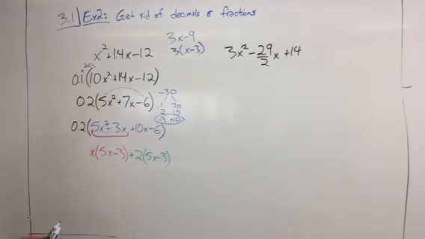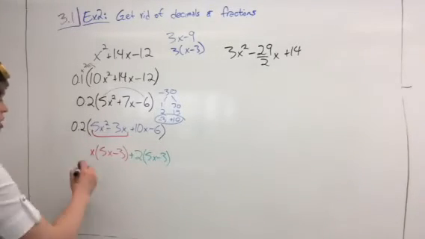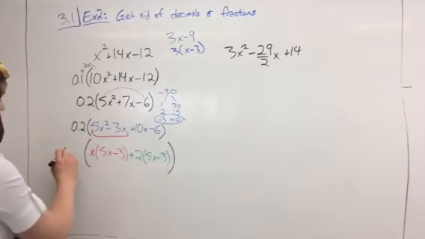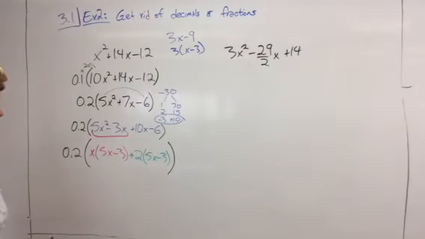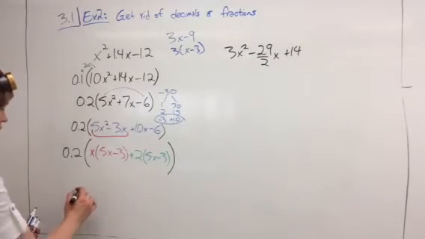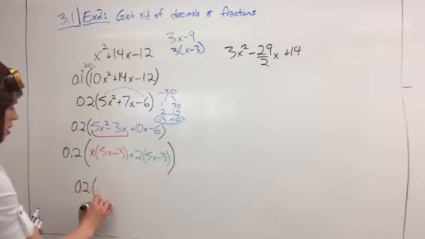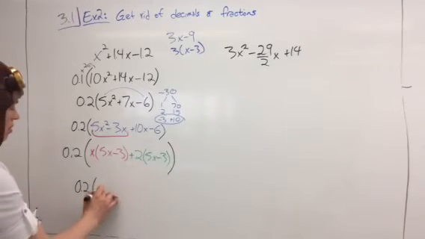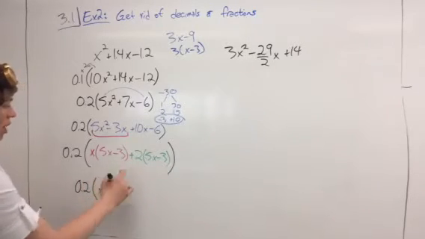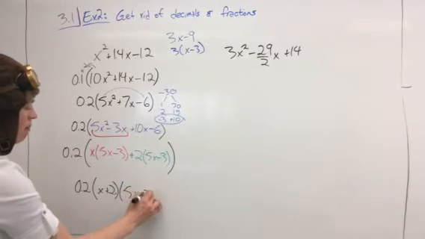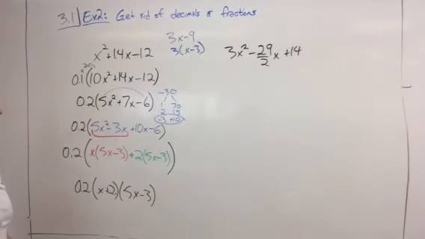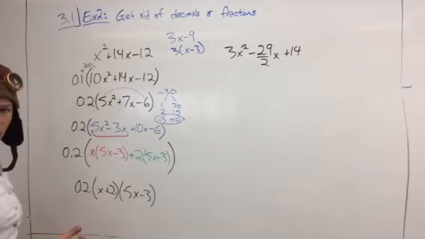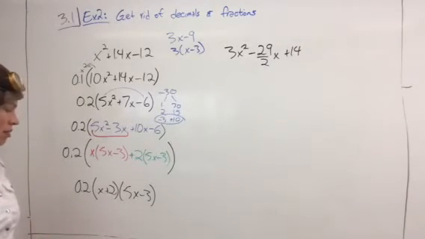So now I know that, and I can make sure that I keep this 0.2 alive and well outside the brackets, and I can just change these ones now so that it becomes 0.2 times (x plus 2)(5x minus 3). Now I've got rational numbers. It's all factored out. Good to go.